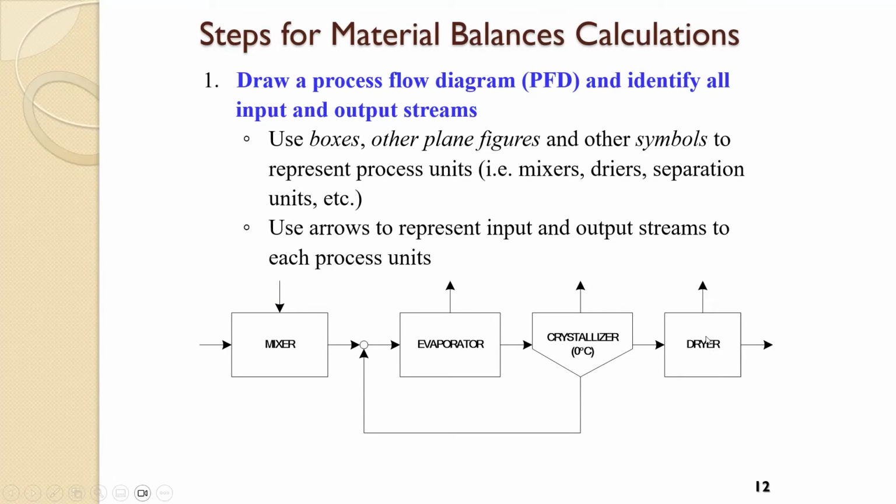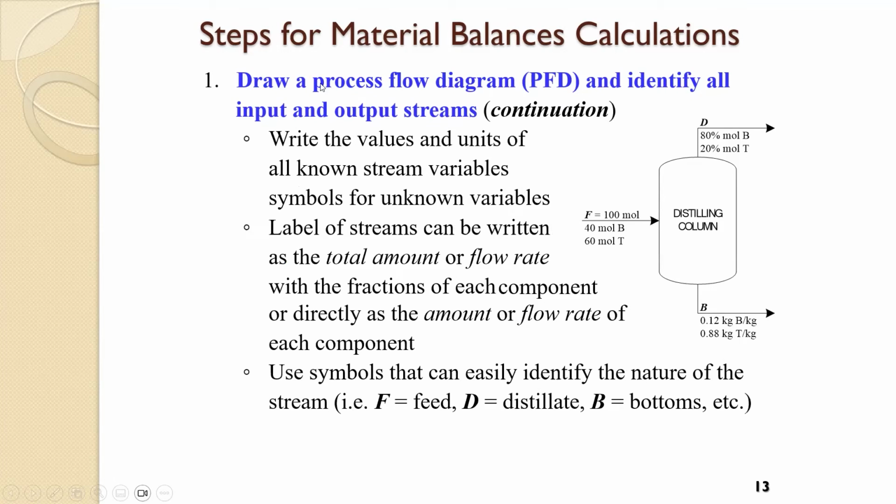So it enters a dryer, the dryer removes the excess water, and then what will be left are the dried crystals. Okay? So what happens here is we use boxes and other figures to represent the process units, and then use arrows to represent the input and output streams. So you know which ones enter, which ones exit. So draw a process flow diagram and identify all input and output streams. It's important here that after drawing the figure, I label that. So here, mixer, evaporator, crystallizer, dryer.